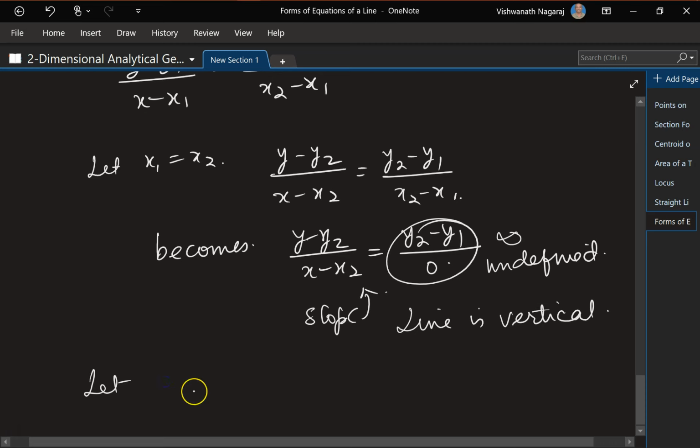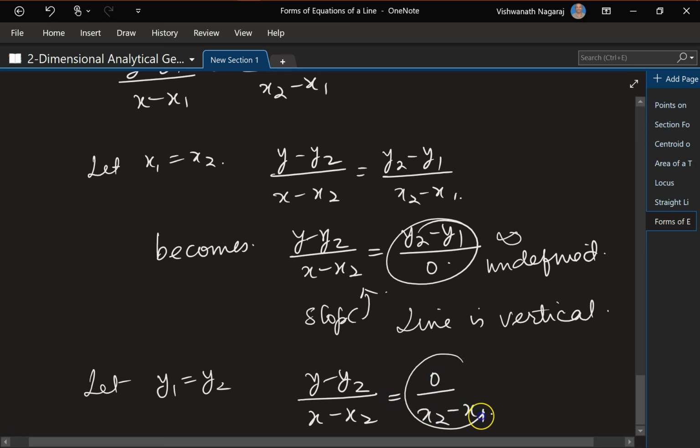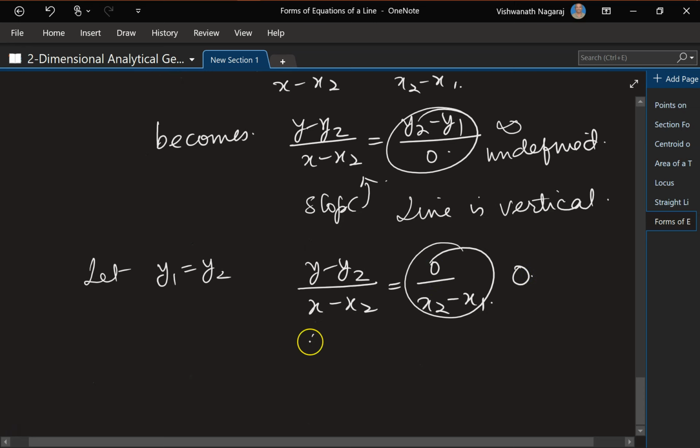Now let y1 equal y2. Now in this case what happens? y minus y2 by x minus x2 is equal to 0 by x2 minus x1. So this is 0, right? And this is the slope. So the line is horizontal.